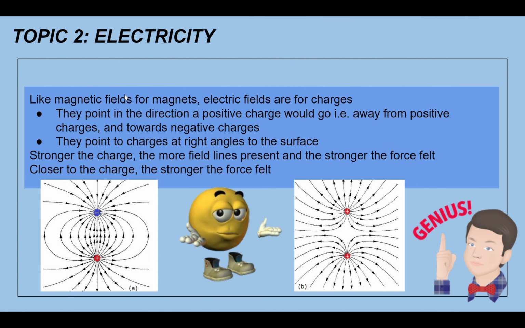So, like magnetic fields for magnets, electric fields are for charges. They point in the direction a positive charge would go, i.e. away from positive charges and towards negative charges. They point to charges at right angles to the surface. The stronger the charge, the more field lines present, and the stronger the force felt. Closer to the charge, the stronger the force felt.